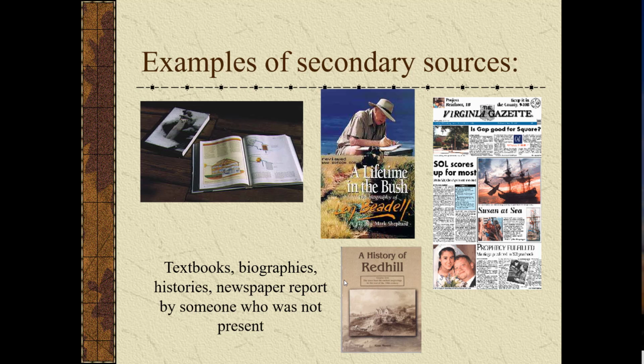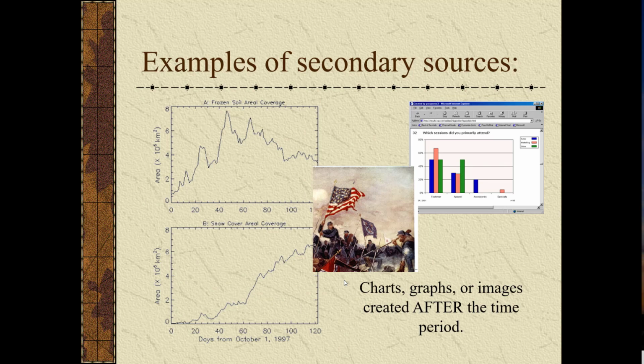Histories, written histories. Newspaper reports by someone who was not present. Charts, graphs, or images that were created after the time period. So for instance, this painting here looks like it's probably depicting a time during the Civil War, and it was not painted at the time. It wasn't somebody sitting by watching and painting this.